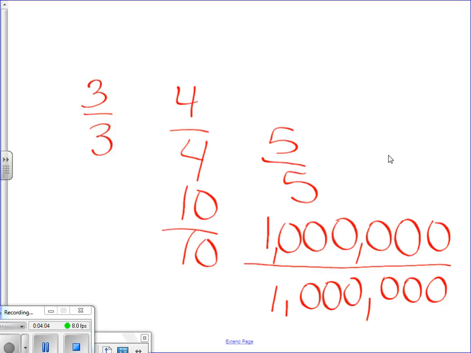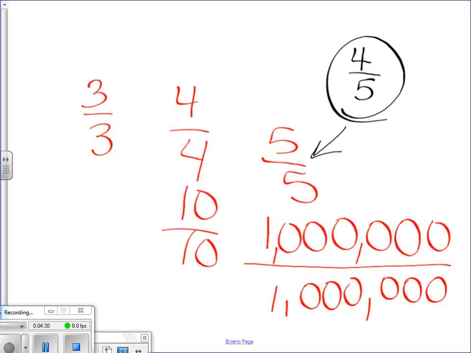So, what could you say if I had 4/5? How would that compare to 1? The whole number 1. How would 4/5 compare to 5/5, which is equal to 1? How would 4/5 compare to 1? How does that compare?